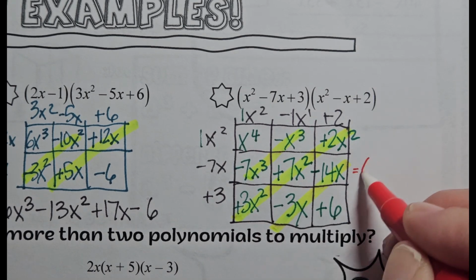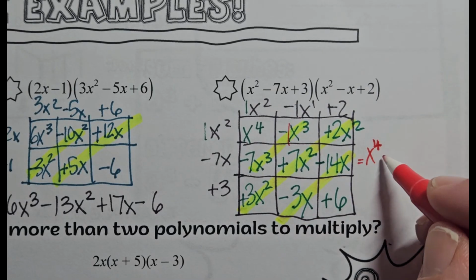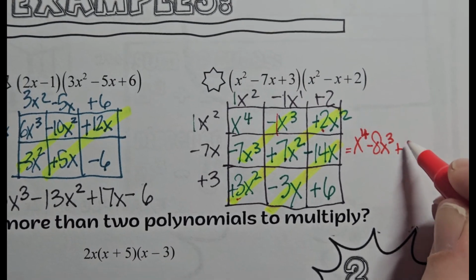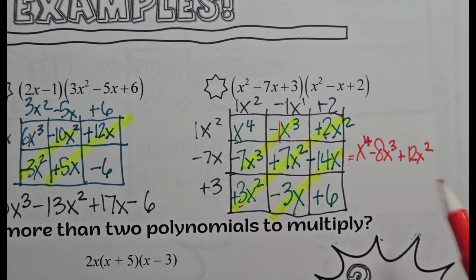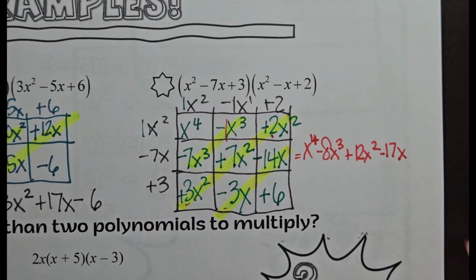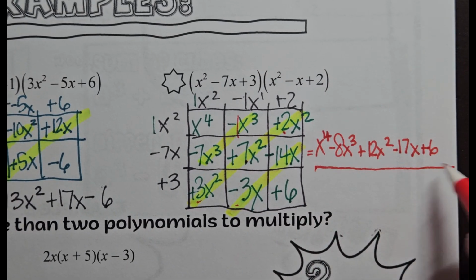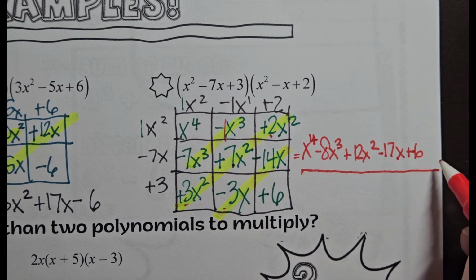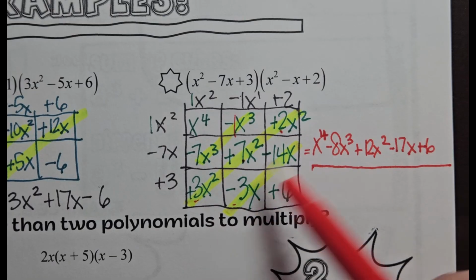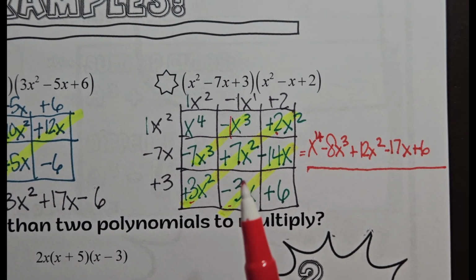So we have x to the fourth, negative 7 and negative 1, negative 8x cubed. 3 plus 7 is 10 plus 2, 12x squared. Negative 3, negative 14, negative 17x, and our last term plus 6. So x to the fourth minus 8x cubed plus 12x squared minus 17x plus 6. That's a lot of terms, but again, we started with 9 and combined the like ones and are down to just 5 now. All right, so we're multiplying polynomials.